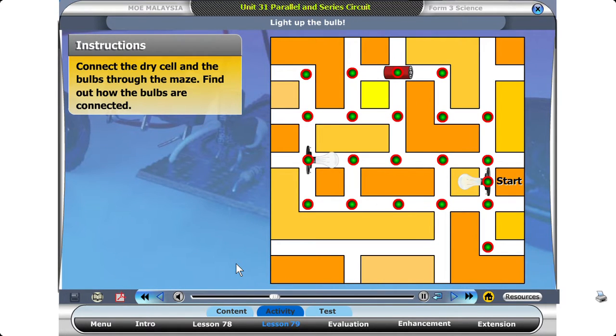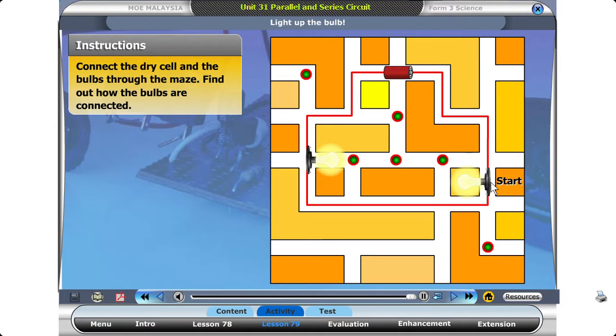Connect the dry cell and the bulbs through the maze. How are the light bulbs connected? Yes, the light bulbs are connected in series.